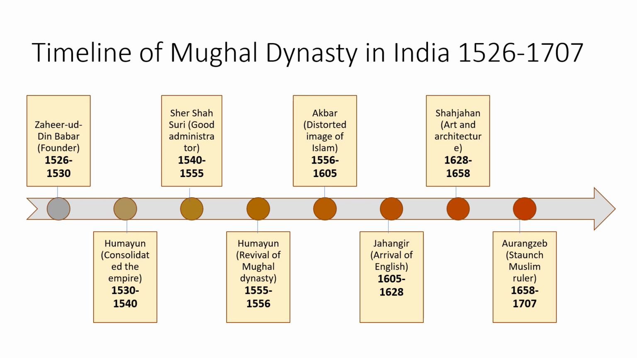So first of all, it was Zahiruddin Babur who defeated Ibrahim Lodhi, the last ruler of the Lodhi dynasty, in the first battle of Panipat and set the foundation of the Mughal dynasty, the founder of the Mughal dynasty. He started his rule in 1526 and in 1530 he died. Humayun was the eldest son of Zahiruddin Babur, who succeeded him, and he consolidated the empire.